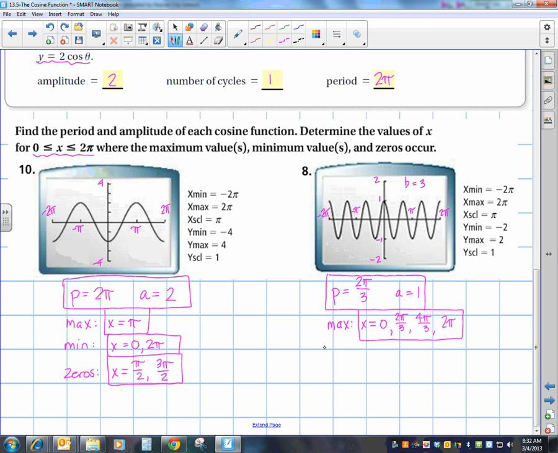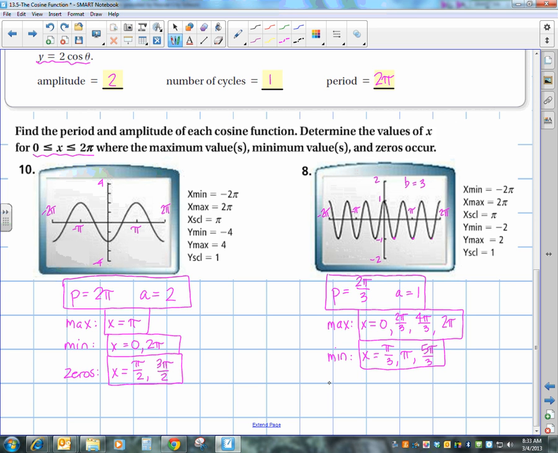Let's look at our minimum values. Our minimum values, we have here these three. So our minimum values are halfway between our two maxes. If I go from 0 to 2 pi over 3, halfway is going to be pi over 3. Halfway between 2 pi over 3 and 4 pi over 3 is 3 pi over 3, which you can see is at pi. And then the next one will be between 4 pi over 3 and 6 pi over 3, which is 5 pi over 3. So those are my minimum values.